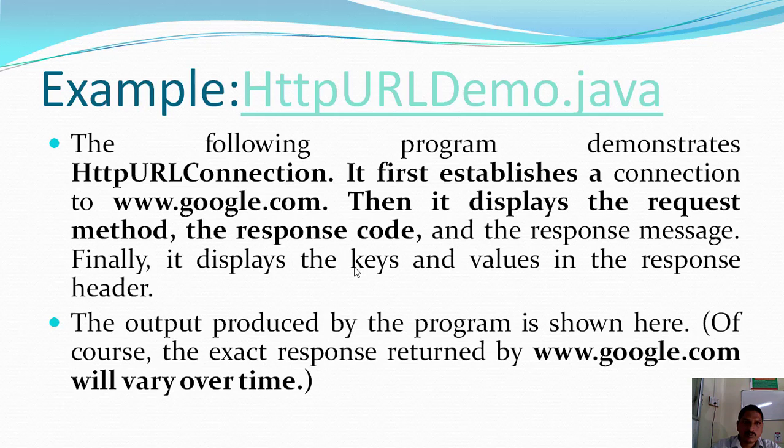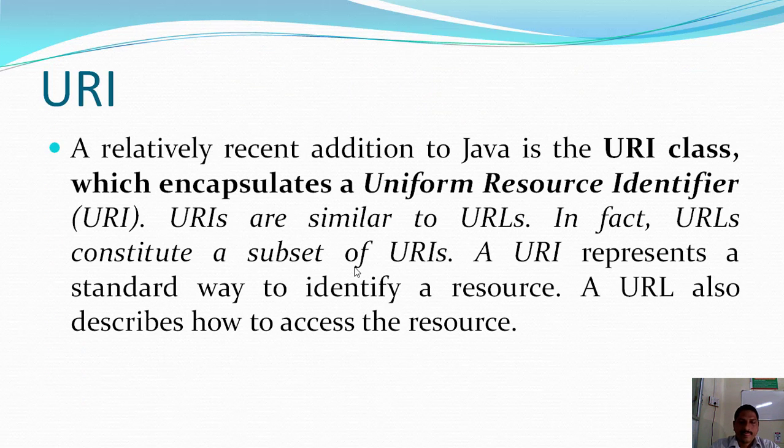Okay, did you get this? Next point: URI. A relatively recent addition to Java is the URI class, which encapsulates a uniform resource identifier, URI. URIs are similar to URLs. In fact, URLs constitute a subset of URIs. A URI represents a standard way to identify a resource. A URL also describes how to access the resource. This is somewhat the difference between these two, URI and URL.